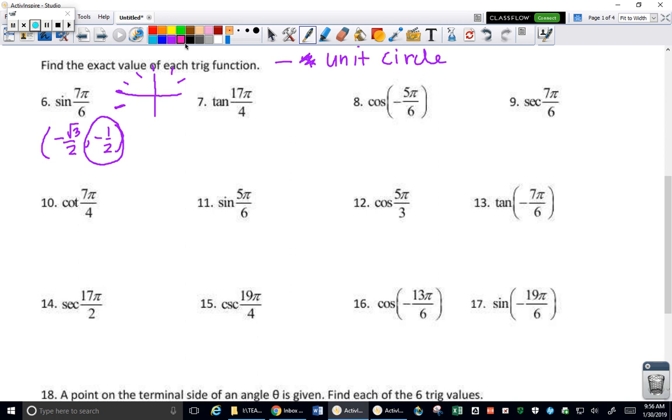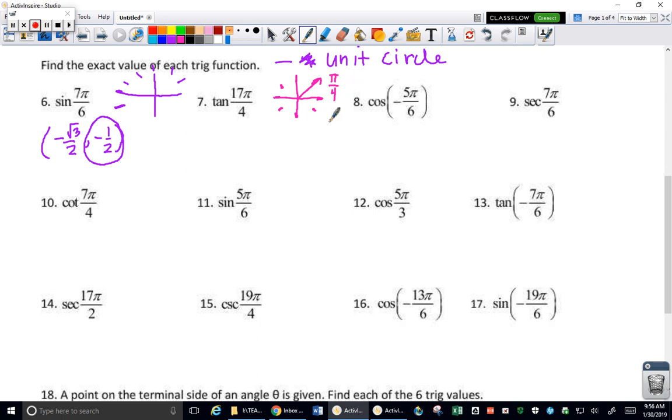So we want to count 17 pi over 4s. 1 pi over 4, hopefully you know, is 45 degrees, because there are 4 45-degree angles in 180. So we have to count 45 degrees 17 times: 1, 2, 3, 4, 5, 6, 7, and 8. That 8 gets us all the way around. Then 9, 10, 11, 12, 13, 14, 15, 16 gets us all the way around twice. So 17 pi over 4 would be at the same spot as regular pi over 4.